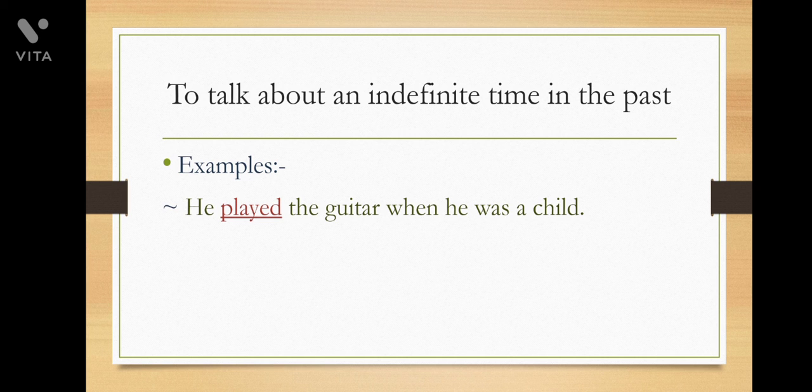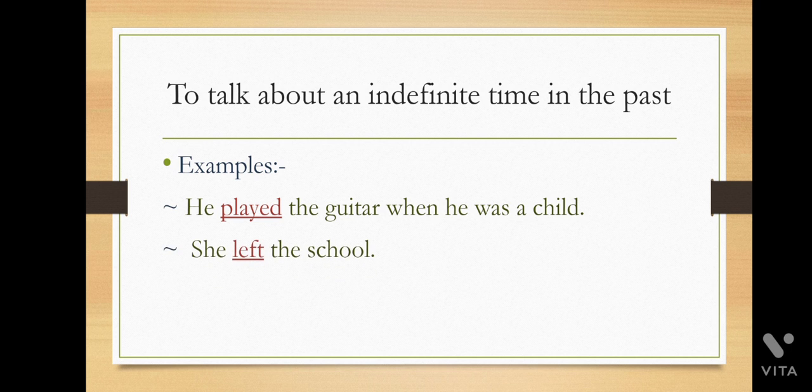But here we are not talking about the total period of time, like 10 years ago, when he was 5 years old, or when he was 6 years old. We are not describing a proper time, a definite time. Here we are just informing that when he was a child, जब वो बच्चा था, at that time he played guitar.